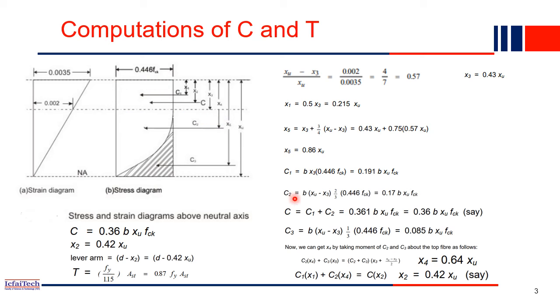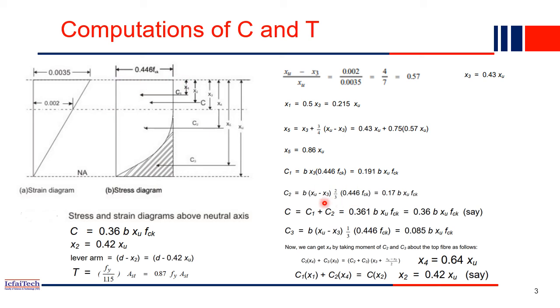Now what is C2? C2 is the compressive force for this parabolic part, this inside part. Okay, that is C2. So C2 will be how much? This is the parabolic part. What is the total width? Total is xu minus x3 will be the width, right? xu is total, minus x3, you get xu minus x3, this portion, into 2/3 of this length.